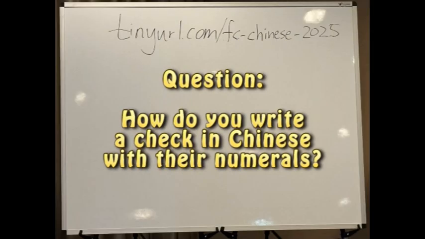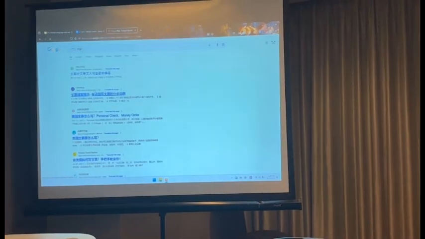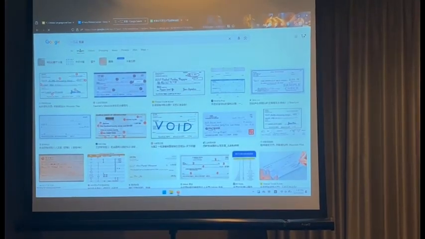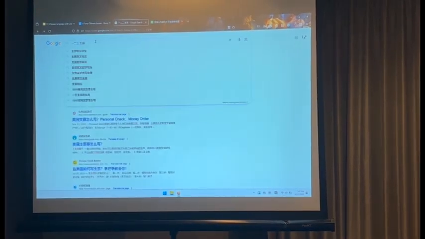If I'm writing a check, could I just add another line? Very good question. That's why they invented a more complicated number system in Chinese for checks specifically, or for other things that might suffer from that. Let me see if I can find this. It's interesting that they actually thought about that. Similar to English, where you write the full spelling of the amount.